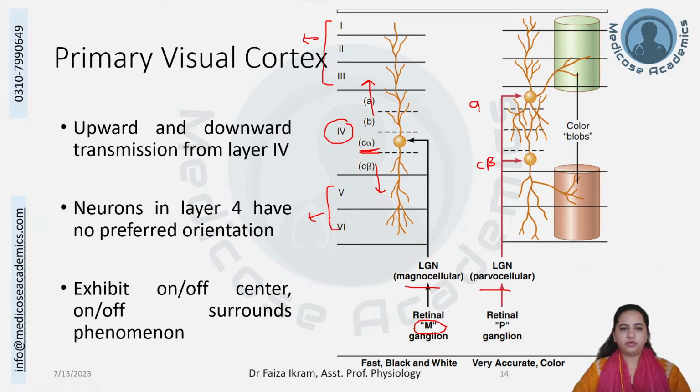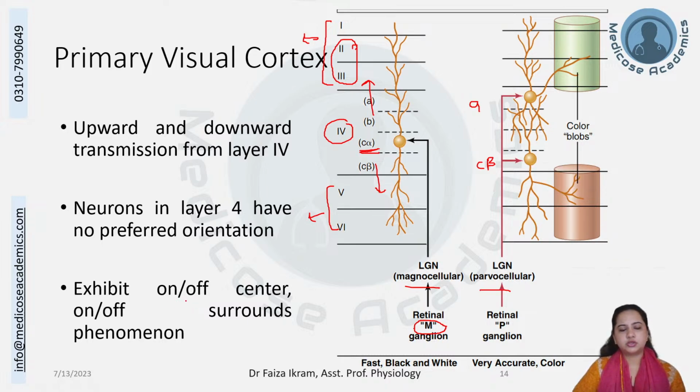Neurons in the layer 4 have no preferred orientation. They will respond to visual stimuli of any size, shape, orientation. These are less complex. Moving up or down, specifically layer 2 and 3, the complexity of the receptor functions increases, like that of ganglion cells and bipolar cells.